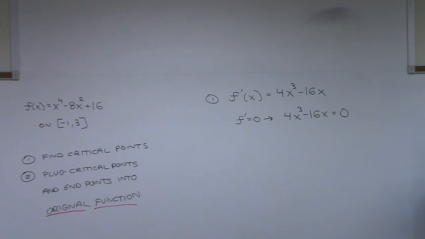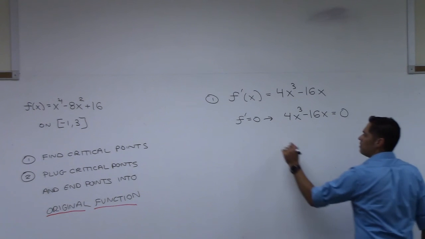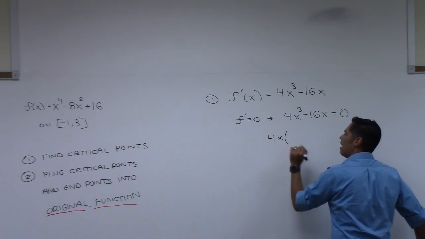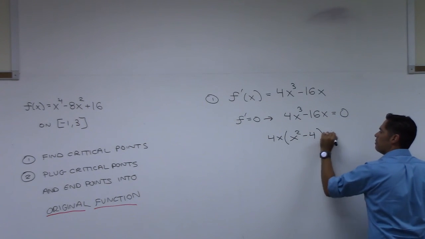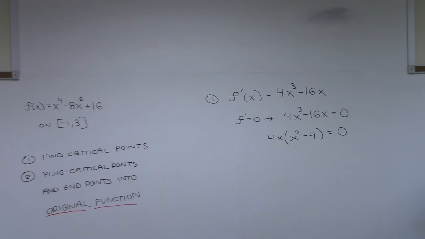How would you solve that? This one's interesting. First I would factor out 4x. And what would that leave you with inside? Then you'd be left with x squared minus 4 inside. Everyone agree?